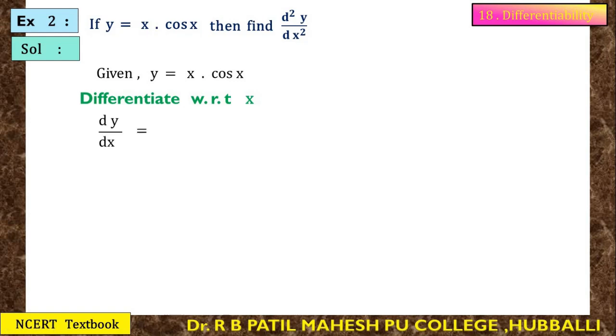So dy by dx on the left side as it is. Now x into cos x means product rule: keep x as it is, differentiate cos x, that is minus sin x, plus now cos x as it is, and the derivative of x is 1.